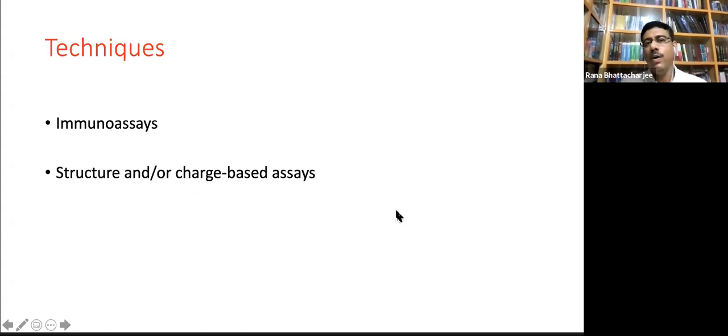Bioassays are nowadays very rarely used for clinical practice. They're used in some research settings, but nowadays the two assays which are used most commonly are immunoassays, and second, structure and charge-based assays. Now we are most conversant with the first, so I'll discuss these in detail. But as the structure and charge-based assays are becoming more and more popular even in our country, I will discuss a brief overview of that with just 3 or 4 slides. But again, my main focus would be on different kinds of immunoassays.